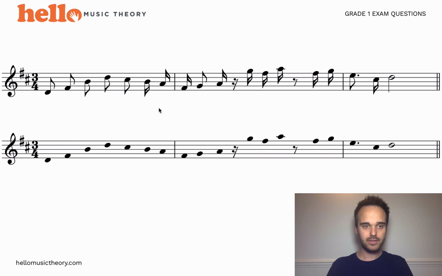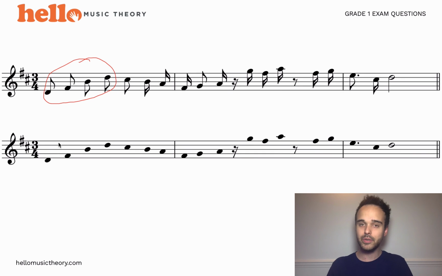Hopefully you're getting the hang of this now. So have we got a whole bar of quavers here? No, we've got 2 semiquavers at the end. So that means we're not going to have a whole bar beamed together of quavers. But we do have 4 here that we can beam together. Okay, so we can beam these 4 together.